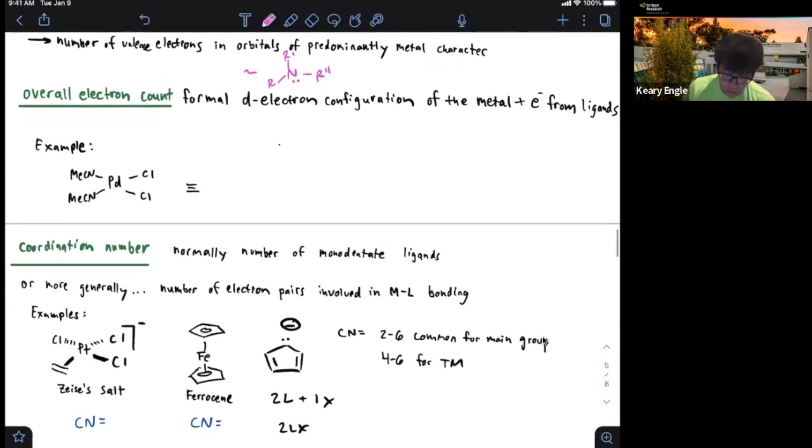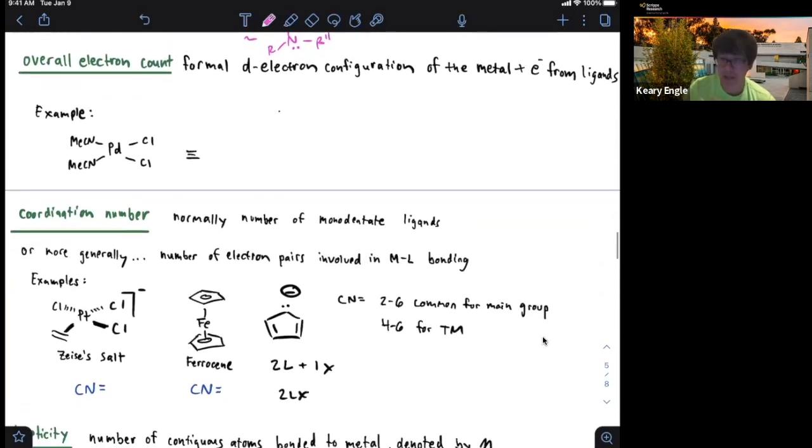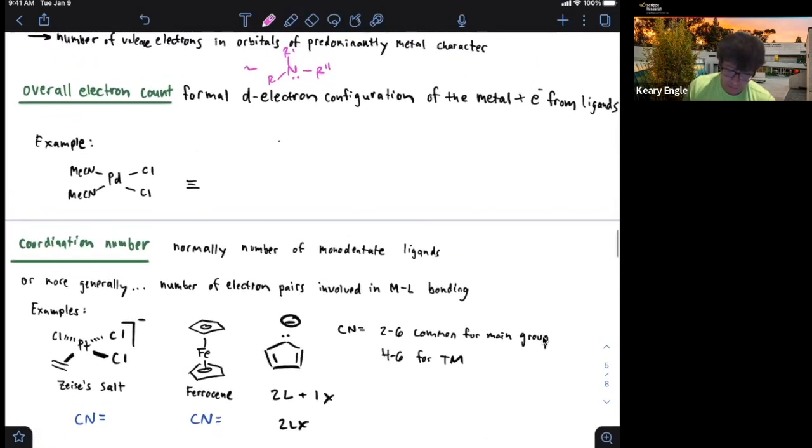And then you also have the overall electron count, which will often follow the 18 electron rule, but not always, as we just talked about. We get it by adding the d-electron count to the number of electrons from the ligands.